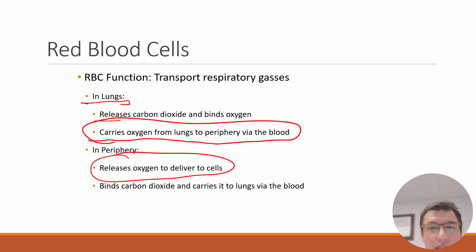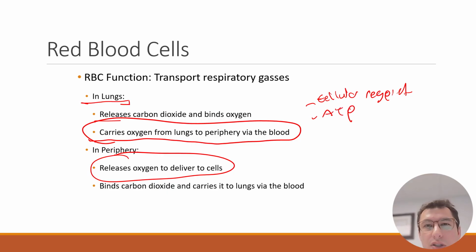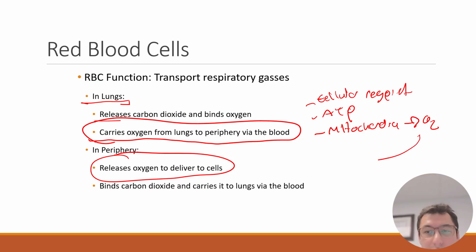Now, why is oxygen important? Oxygen is important because it is used in cellular respiration. Your body will need ATP production, and we use this in mitochondria. So mitochondria will use the oxygen to produce ATP through cellular respiration. Now the byproduct from that cellular respiration will be CO2, which is the excess gas, and that excess gas will go into that red blood cell.